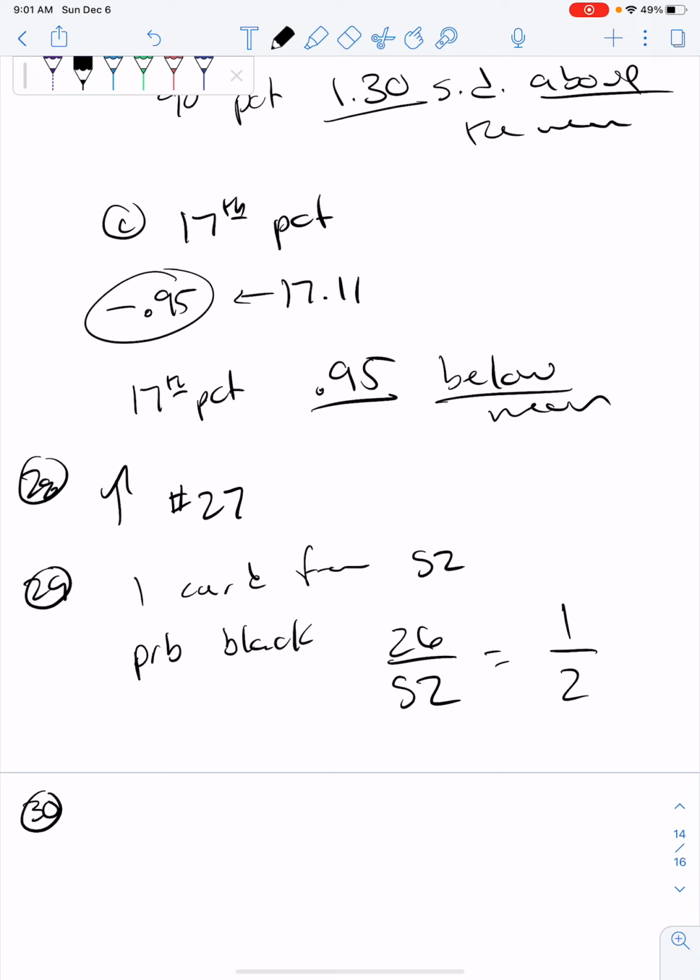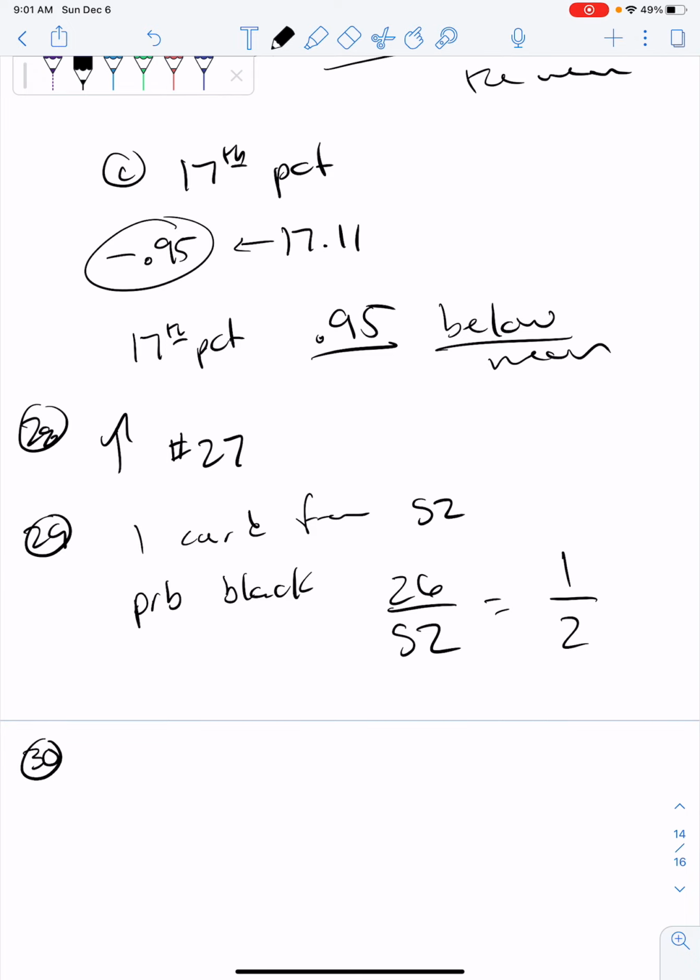Okay, number 30. An experiment consists of... Sorry, turn down the heater a little bit.